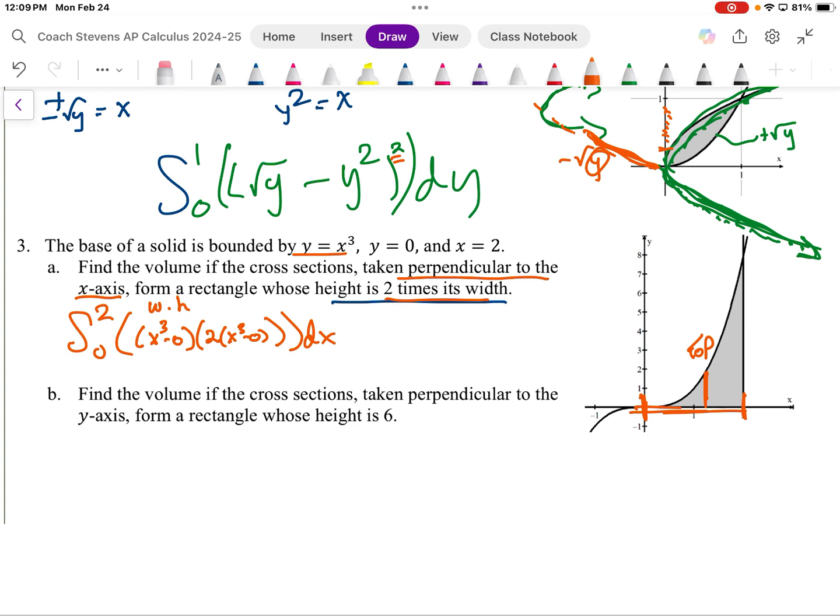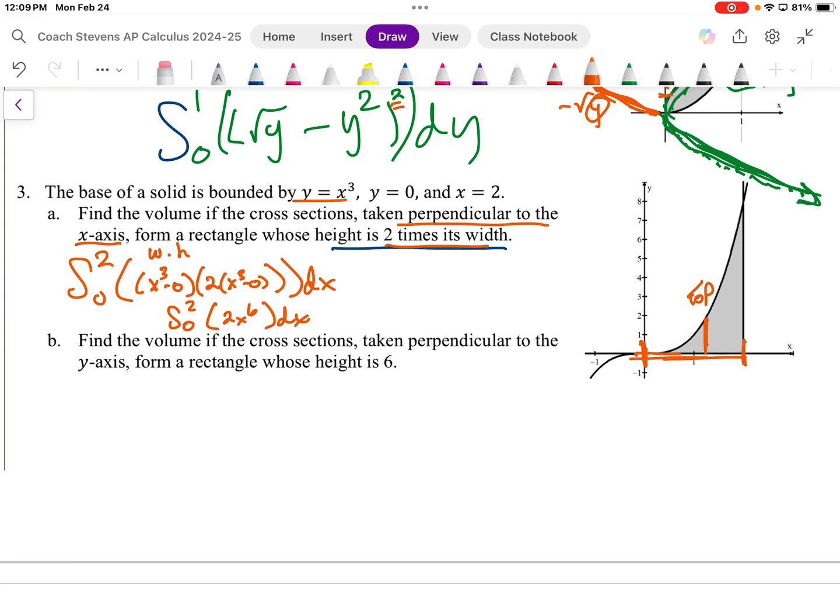We could clean that up a whole lot. We could clean that up to say the integral from 0 to 2 of x cubed times 2x cubed, which would be 2x to the 6th dx. The minus zeros go away and it's just a string of multiplication. That would be a lot prettier to type in the calculator, and that one we would be able to do by hand pretty easily.